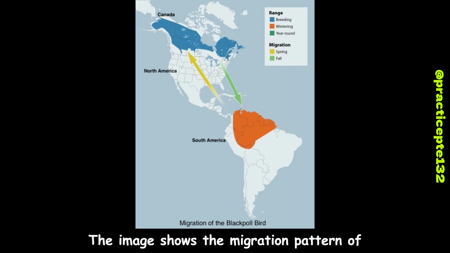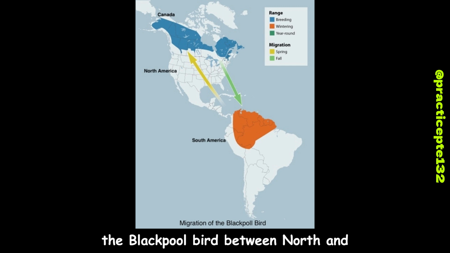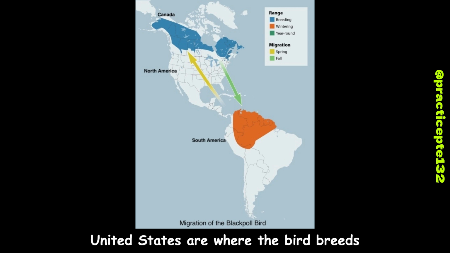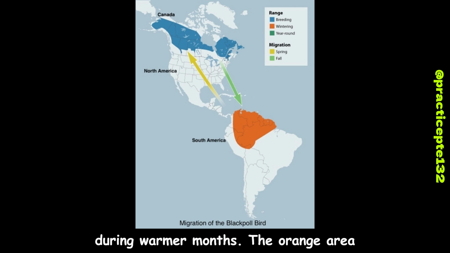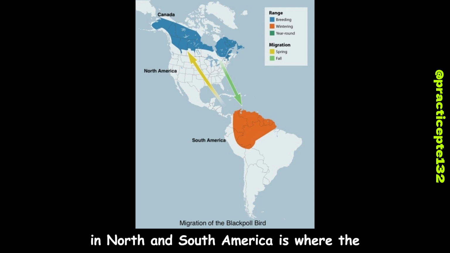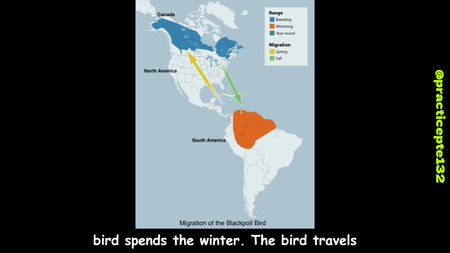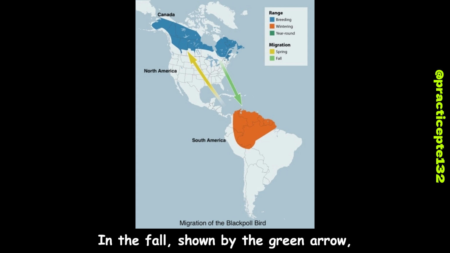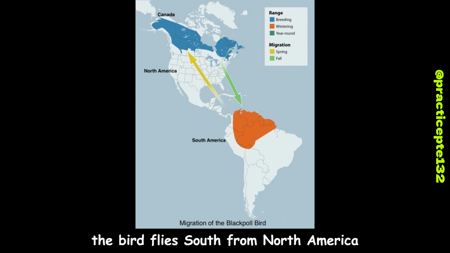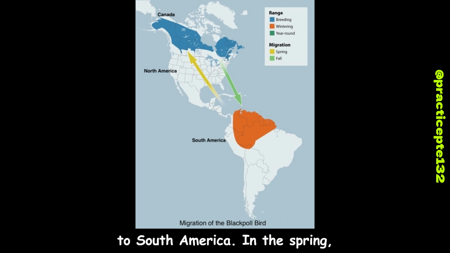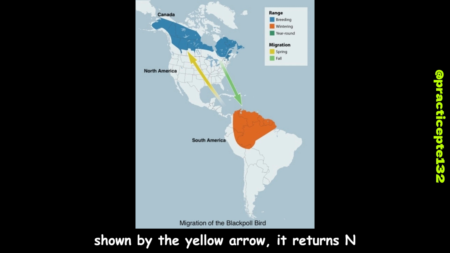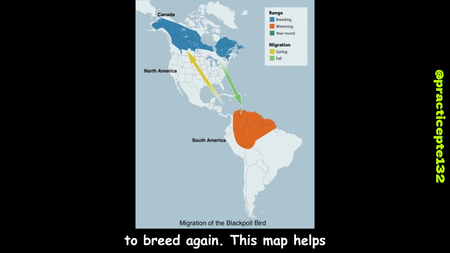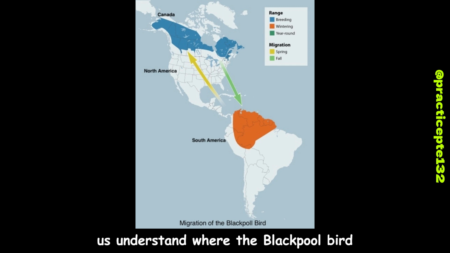The image shows the migration pattern of the blackpoll bird between North and South America. The dark blue areas in Canada and northern parts of the United States are where the bird breeds during warmer months. The orange area in northern South America is where the bird spends the winter. The bird travels between these two regions twice a year. In the fall, shown by the green arrow, the bird flies south from North America to South America. In the spring, shown by the yellow arrow, it returns north to breed again. This map helps us understand where the blackpoll bird lives in different seasons and how it moves across continents.